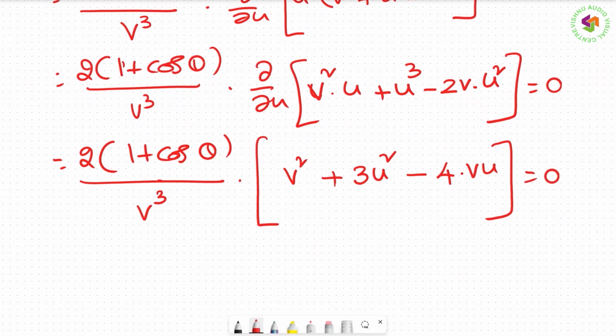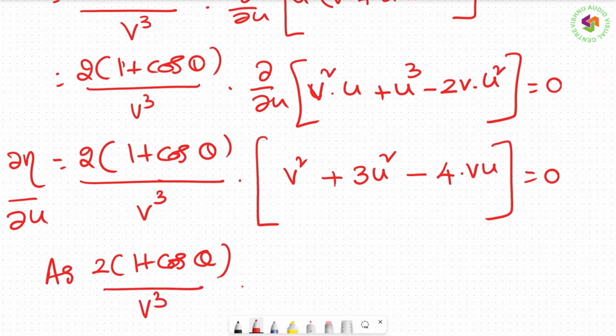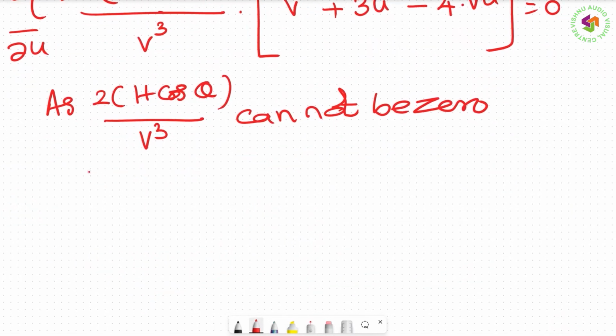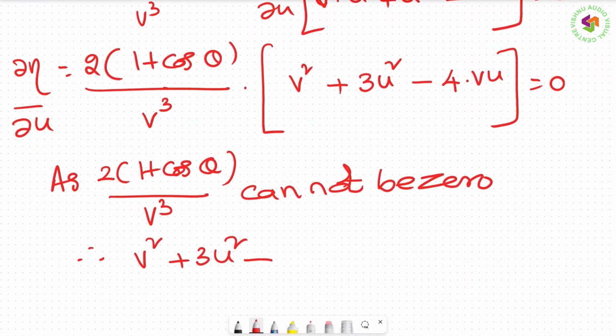But remember, theta cannot be 0 and V cannot be 0, so naturally 2 into 1 plus cos theta by V cube cannot be 0, because they are already constant values. Therefore, V square plus 3u square minus 4uV is equal to 0. This is what I got.